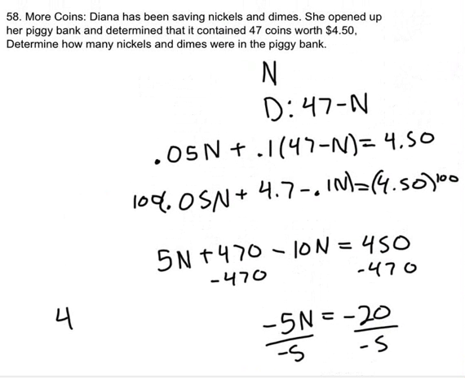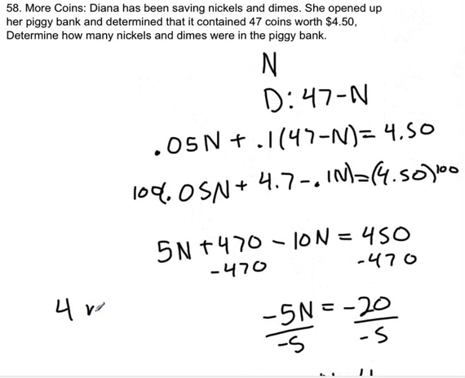So that means we have 4 nickels. How many was altogether? And altogether we had 47. So if I take 4 away from 47, I'm going to have 43 dimes.